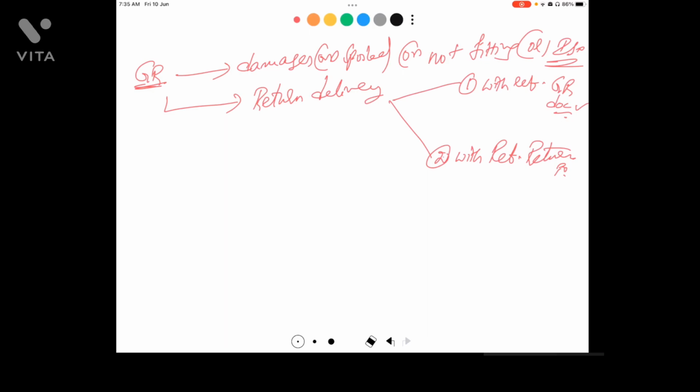With reference to return PO. What do you mean by return PO? Why do I need to go with the return PO? Suppose, let's say, there are goods which we received, 100 pieces today, or 100 pieces we received last month.